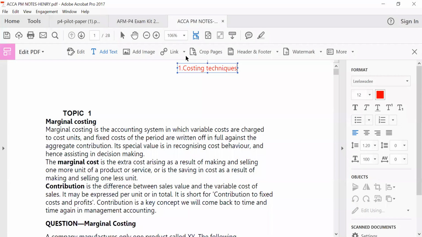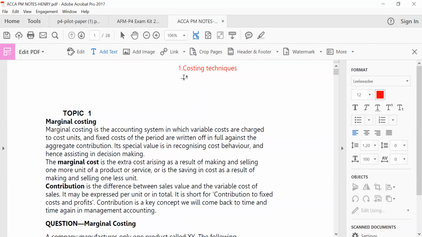So when you look at the performance management paper, we have one section of it which talks about costing techniques. That is to determine cost of a product or a service. We have some techniques in the performance management syllabus which will show you how to determine cost per unit of a product or a service.